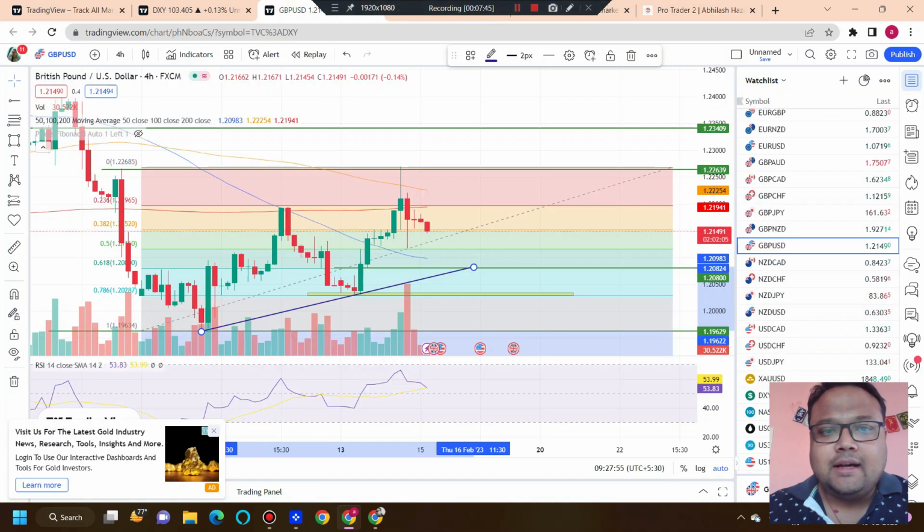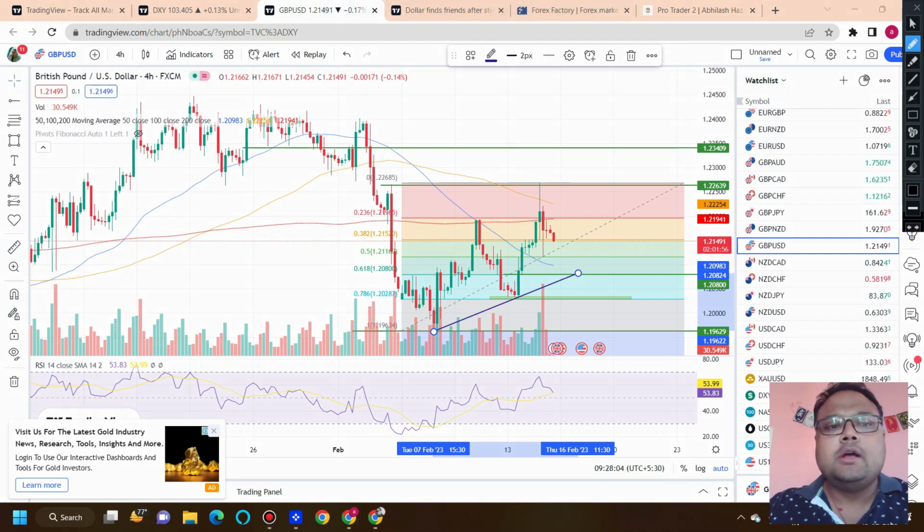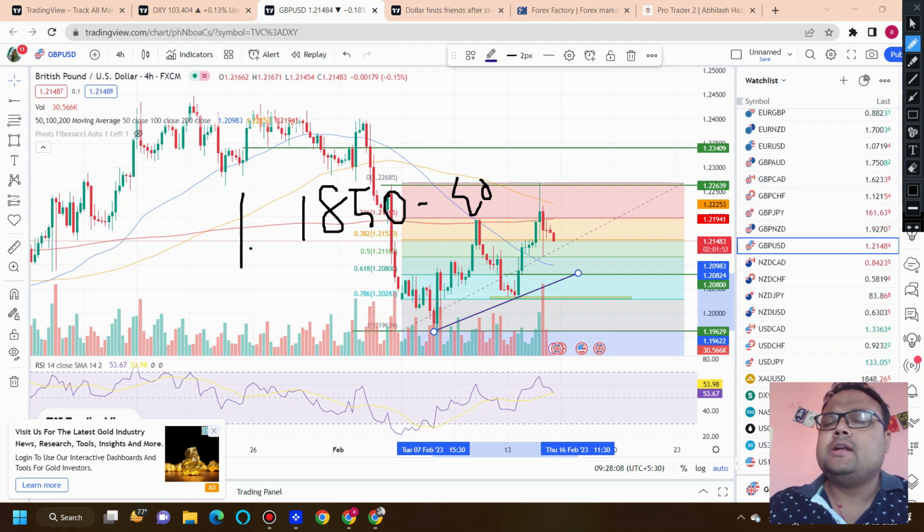Now let's get back to GBP USD. On the chart of GBP USD, we have four strong supports. Okay, four supports, not strong, four supports. First one, 1.1850 to 1.1840. That is very far away, but very strong, the strongest support.